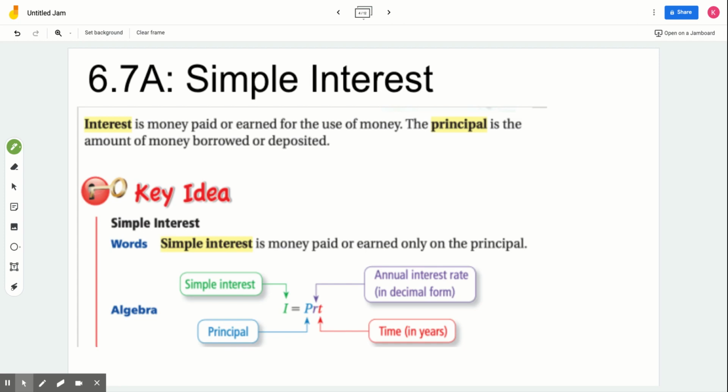And we can find the simple interest using this specific formula. I equals PRT, where I is the interest, P is the principal, R is the rate or the percent in decimal form, and T is the time in years. Now, for all simple interest problems, we're going to use this same formula and plug in the pieces that we know to find the piece that is still missing.